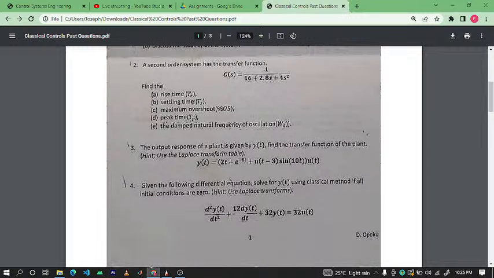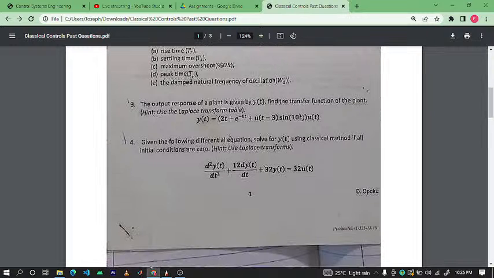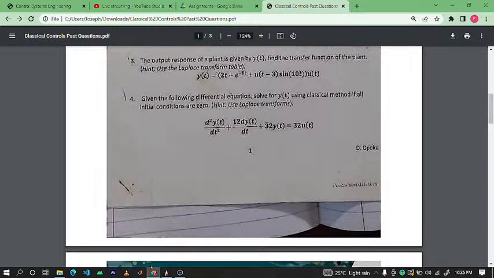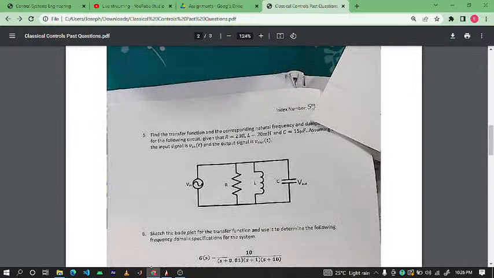We are going to skip question 4 because I think we went through it. It's for the children. This is a Laplace transform question. Yeah, we solved it yesterday. All right.